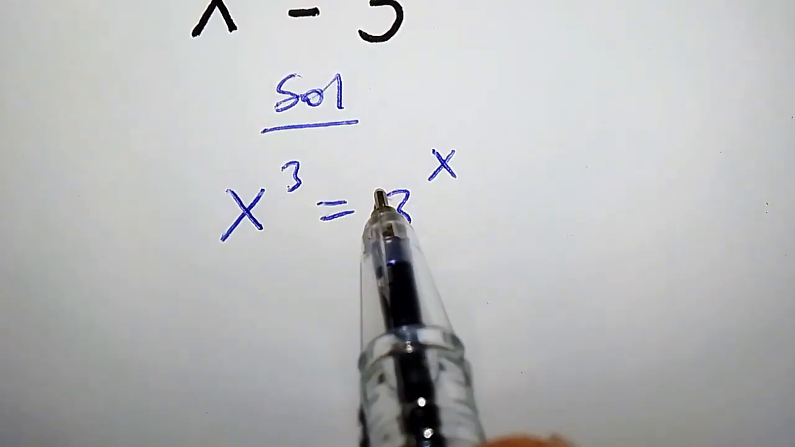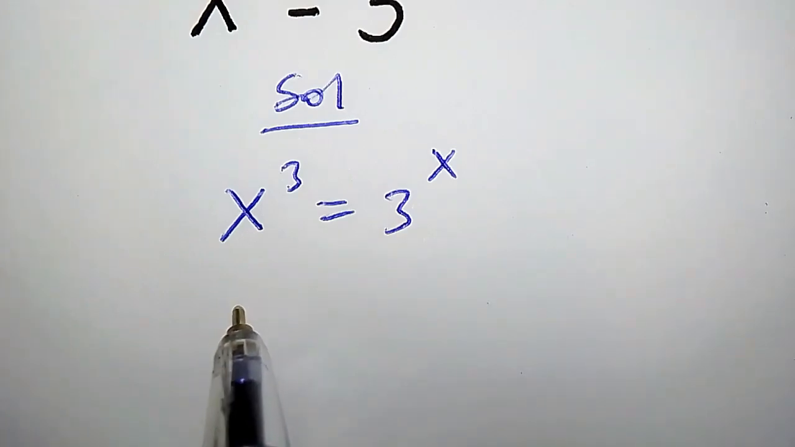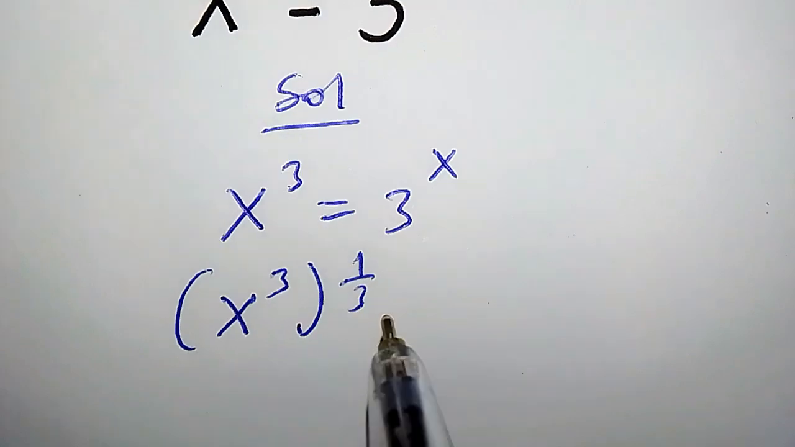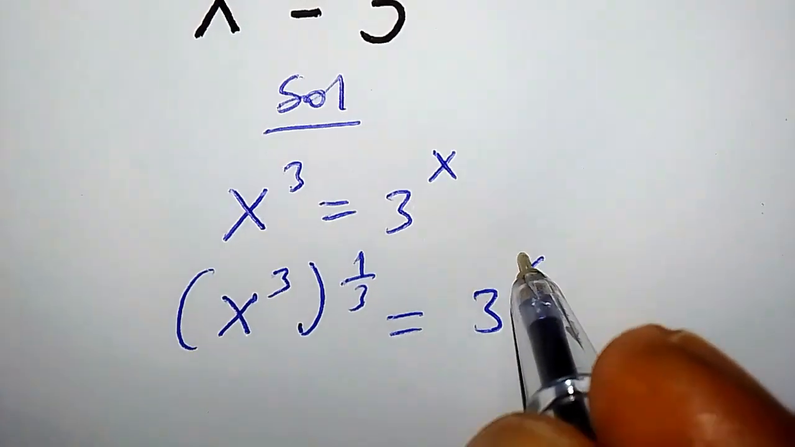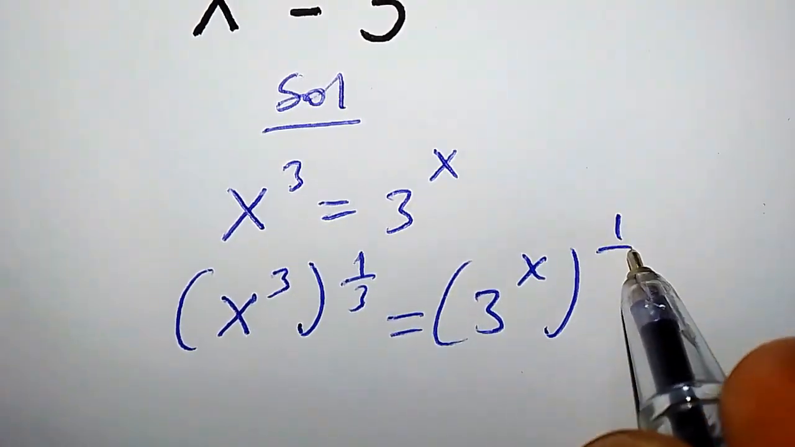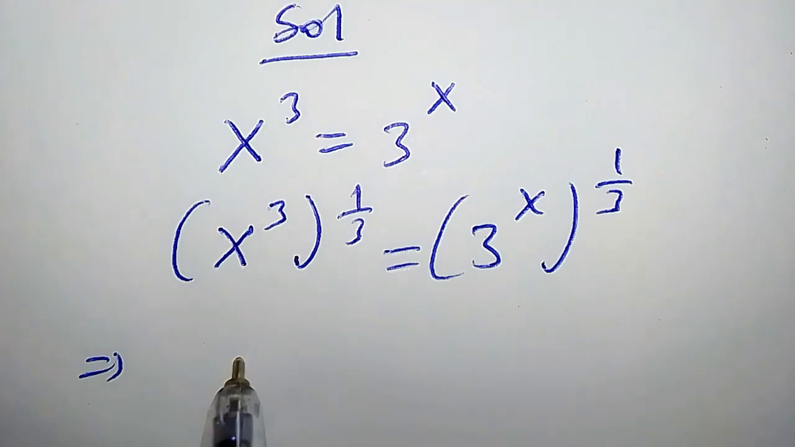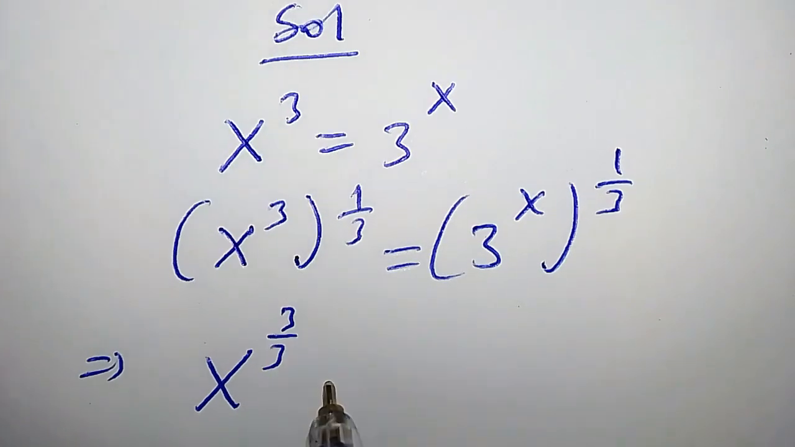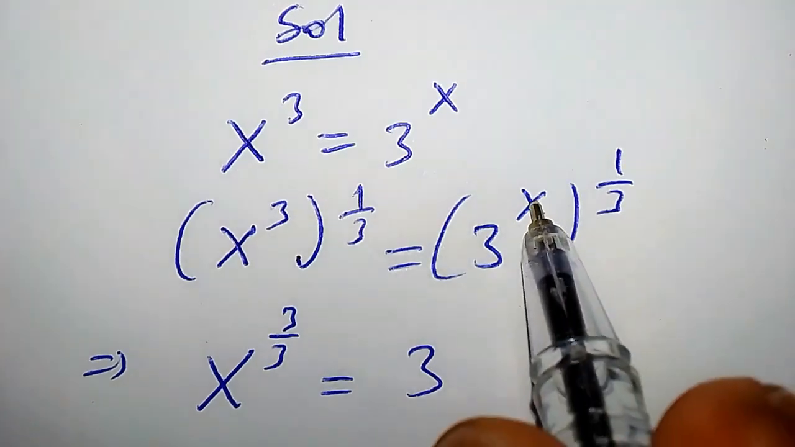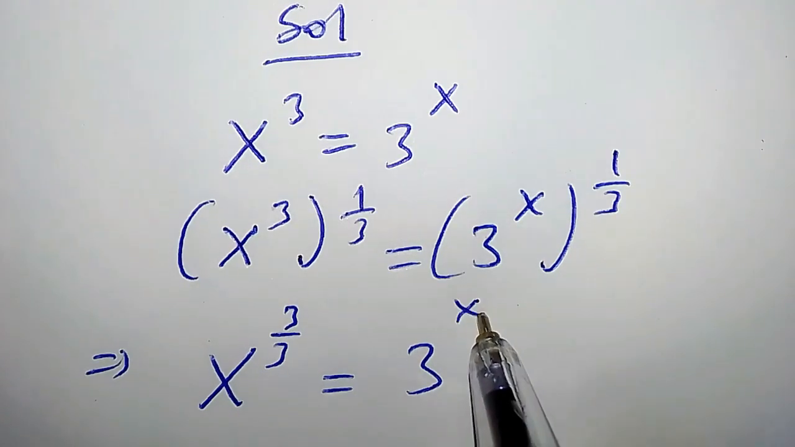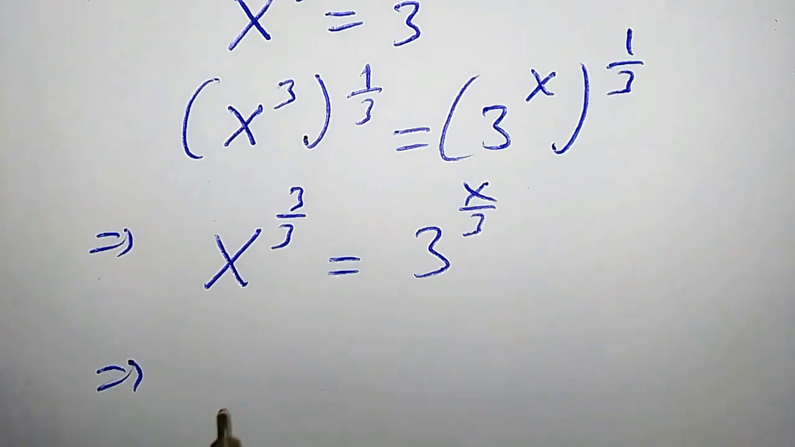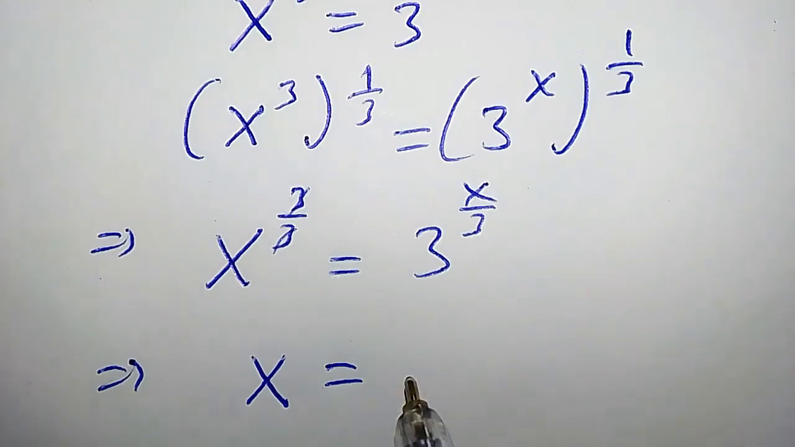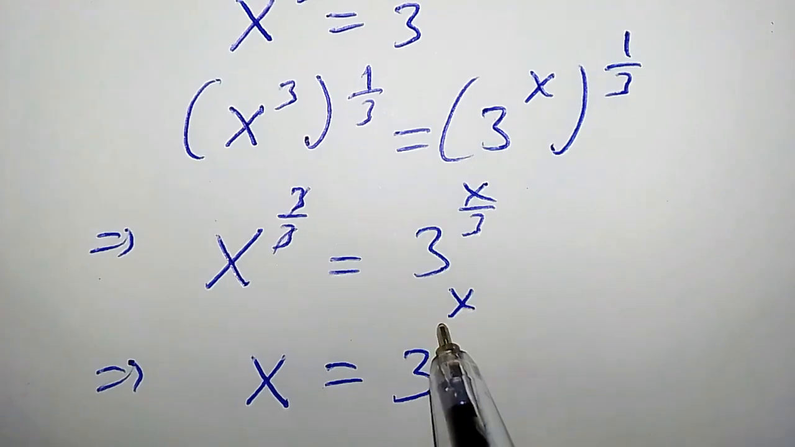Suppose we multiply both powers by 1 over 3. We're going to have x to the power of 3 times 1 over 3 equal to 3 to the power of x times 1 over 3. This implies that x to the power of 3 times 1 over 3, that is 3 over 3, equal to 3 to the power of x times 1 over 3, that is x over 3. This implies that 3 over 3, that is 1, so we are left with x equal to 3 to the power of x over 3.